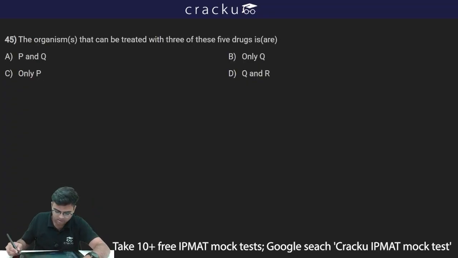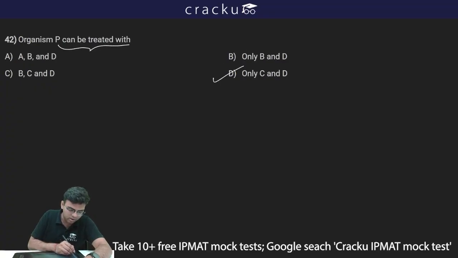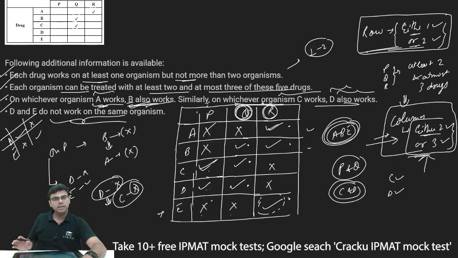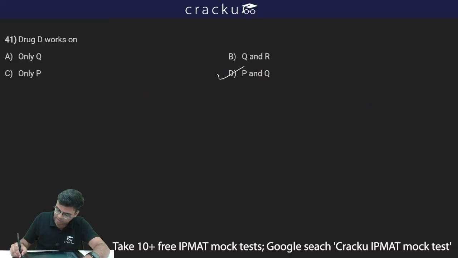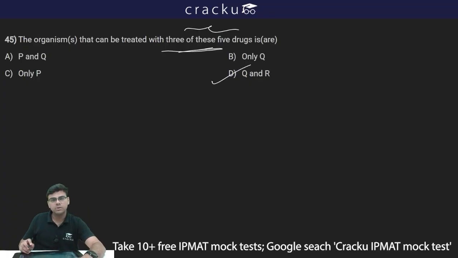Then we have the organism that can be treated with 3 of these 5 drugs. So we have to find 3 ticks in a column. Now which have 3 ticks in a column? Organism Q has 3 ticks in a column, 1, 2 and 3. Also organism R has 3 ticks in a column. So both Q and R organisms can be treated with 3 drugs. For Q it is B, C, D, and for R it is A, B and E. Therefore I can say Q and R can be treated with 3 of these 5 drugs, and therefore option D, Q and R, is the correct answer.